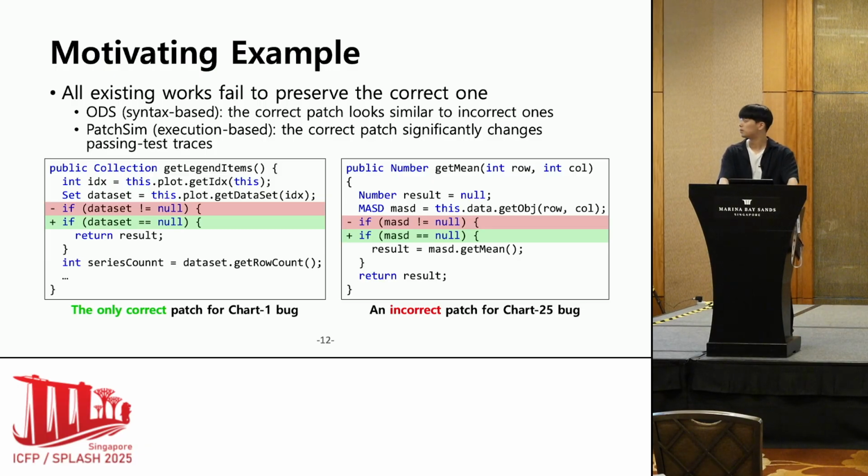Now let me show you our motivating examples. These are the patches generated by actual APR systems. The left one is the only correct patch for the Chart 1 bug, and the right one is an incorrect patch for another bug. And we found that all the existing techniques fail to preserve the correct patch on the left. For example, ODS, the syntax-based method, misclassifies the correct patch as incorrect because its null handling code looks similar to the other incorrect code. Patch-sim, the execution-based method, also labels it as incorrect because the patch significantly changes the behavior of the passing test cases.